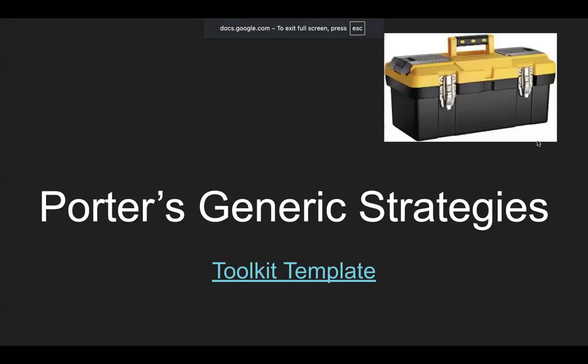Okay, we are going to do a pretty brief lesson on Porter's generic strategies. This is a toolkit lesson, really important as we start to think about theory within our internal assessments. So make sure you download the lesson from the toolkit. There's also a template if you'd like to take notes in that.